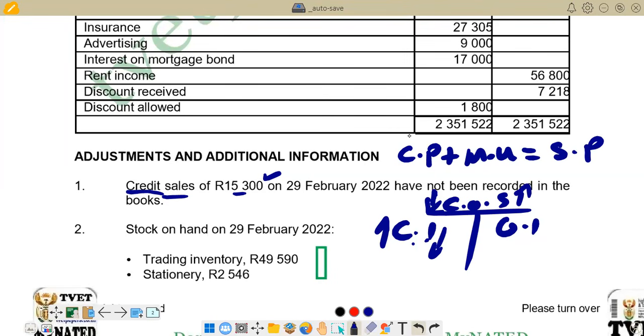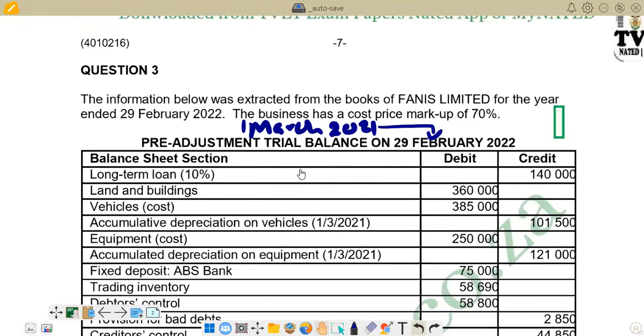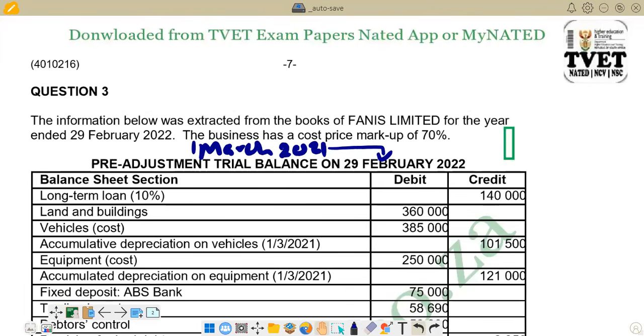So we need to make a proportion so that we know the cost price of these goods of 15,300. So let's just do that. If you go to the beginning of the question, we are given the percentage of markup there. You would see that the percentage of markup is 70%. So when the goods are at cost price, it will be 100%. So 100% represents the cost price. Then we add the markup. In this case, the markup is 70%. Then we get the selling price.